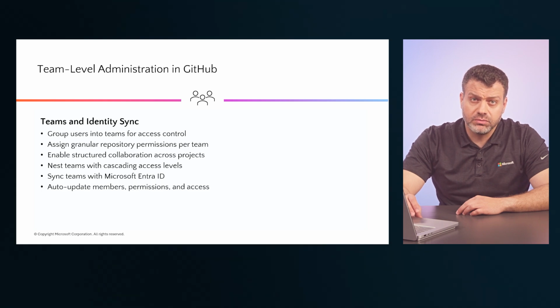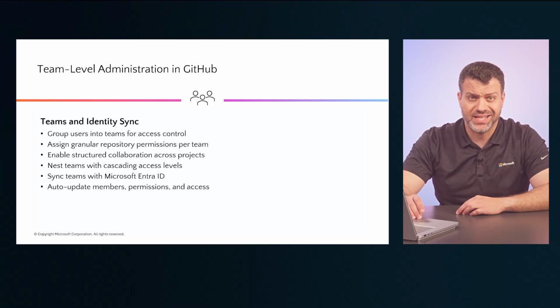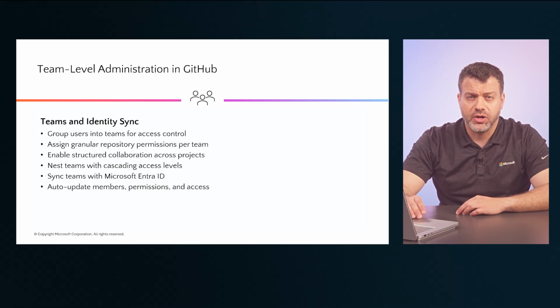At teams, what you need to do is to manage permissions, and you need to manage it at scale. So instead of assigning permissions to individual users, you can group them and assign them access. Teams mirror your organizational structure and improve collaboration through team mentions. You can nest teams. They can inherit permissions.